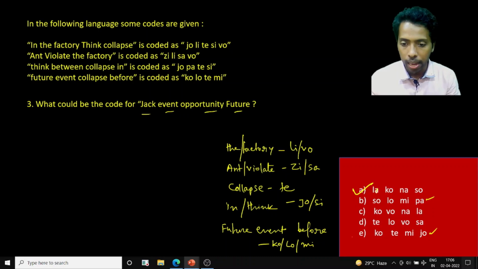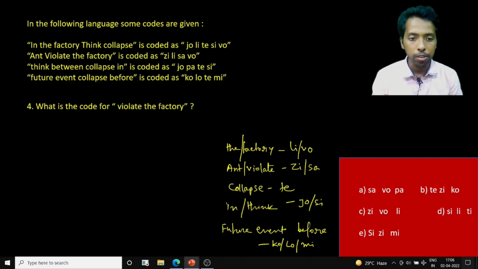This is not NA. Fix it as LO. Right? LO, KO, NA, SO. NA and SO are not present in the given question in the data set, right? So that's why the code for these two may be NA and SO, different from what's given in the statement, right? Moving to the next one here.